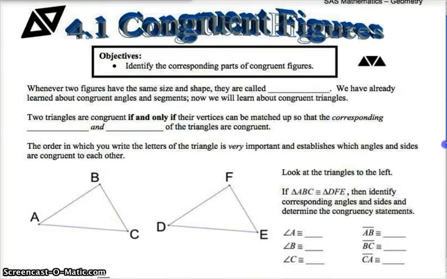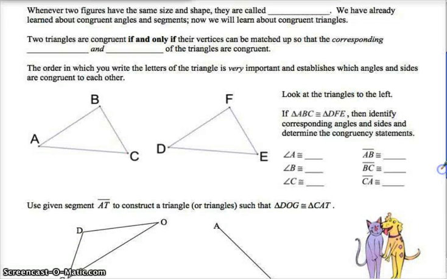So 4.1 is about congruent figures. It says whenever two figures have the same size and shape, they are called congruent. So that's the definition. If two figures are congruent, then they have the same size and shape. We've already learned about congruent angles and segments. Now we'll learn about specifically congruent triangles.